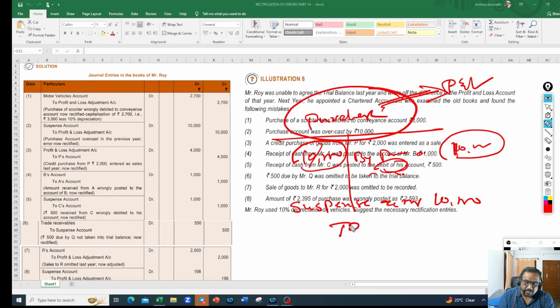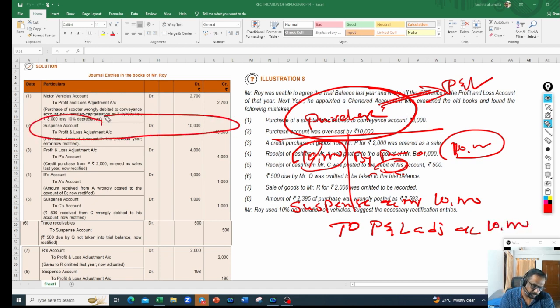Generally, we need to credit purchases, but we should not. Why? Purchase account was already transferred to profit and loss account. When it is already transferred in last year, where is the question of purchase account now? No purchase account. Instead of purchase account, which account we use? Profit and loss adjustment account, 10,000. This is the entry: suspense account debit to profit and loss adjustment account. Are you clear?